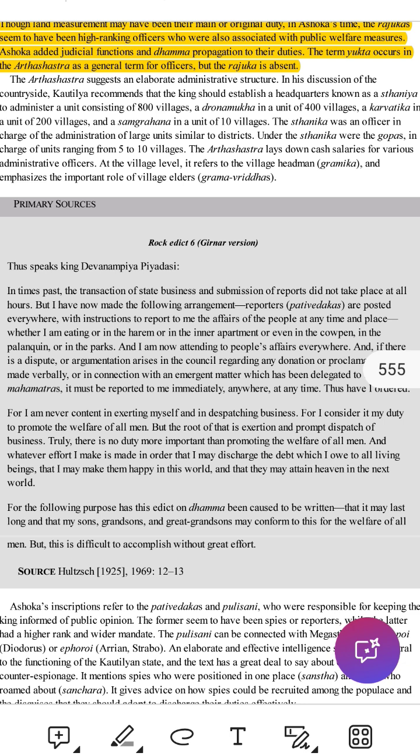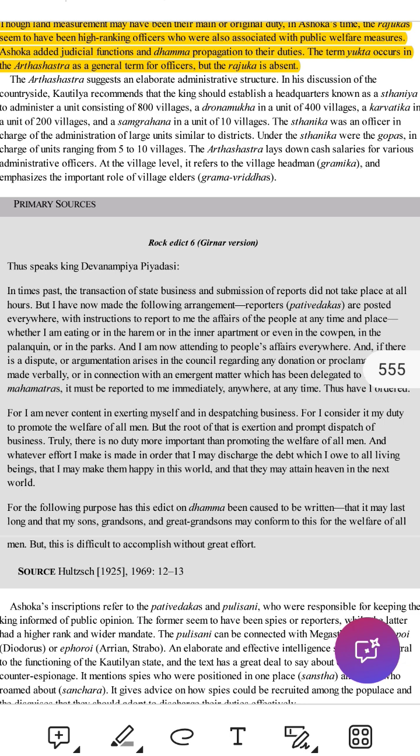Stania. This was the main headquarters for managing 800 villages. It's like having one big office that takes care of a lot of villages. Think of it like the headquarters of a company that controls many branches, villages. Dronomica. This was an office to manage 400 villages. It is smaller than Stania, but still takes care of many villages. Kavatika. This office was responsible for 200 villages. Samgrahana. This was the smallest unit, taking care of just 10 villages.